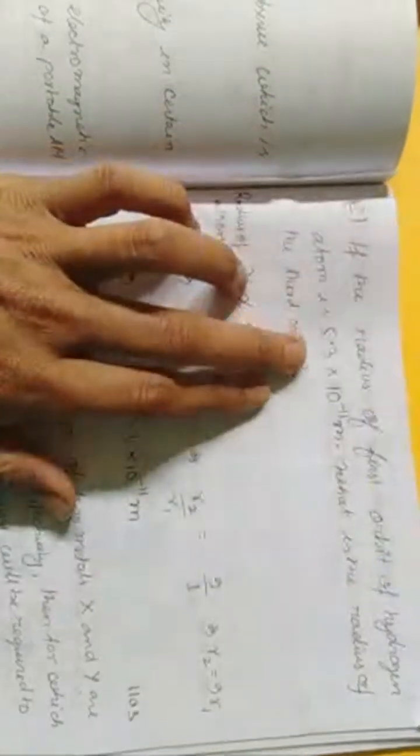So using this, we get r2 by r1 is equal to 9 by 1, or we get r2 is equal to 9 r1. So now, placing the value of r1, that is 5.3 × 10^-11, we get the value of r2 to be this.